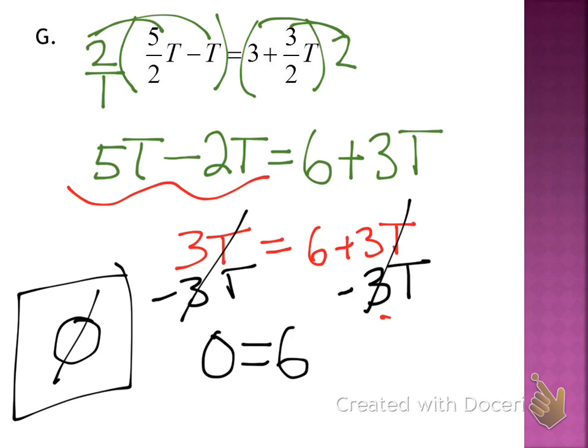When all your variables cancel out, if you have a true statement, like 0 equals 0 or 6 equals 6, then your answer is many solutions or all real numbers, because no matter what number you plug in, it will work. If it happens like this, though, there is not a time where the number 0 equals the number 6. So no matter what you plug in for t, this will never be a true equation. So that's why we say no solution.